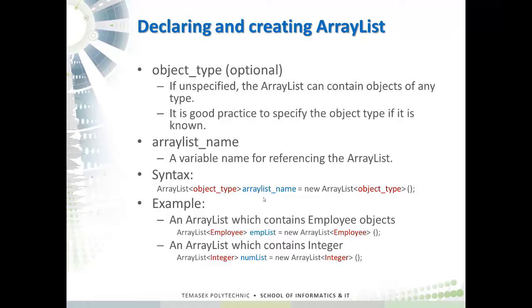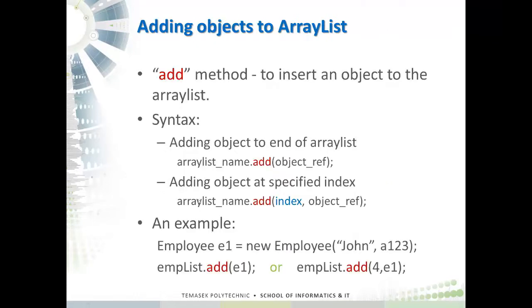In the case of your object type, it's the type of objects you're going to put into your array list, right? So just follow this format and you should be fine. ArrayList, object type, array list name equals new ArrayList, object type, smooth brackets, semicolon. Okay, just this line right here.